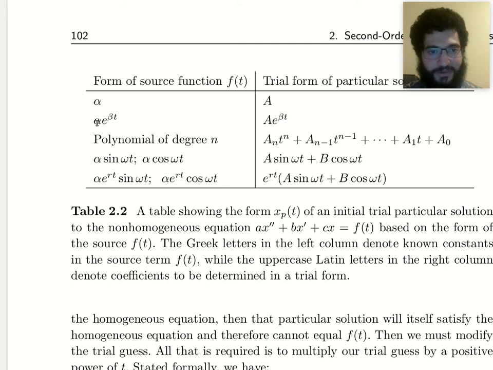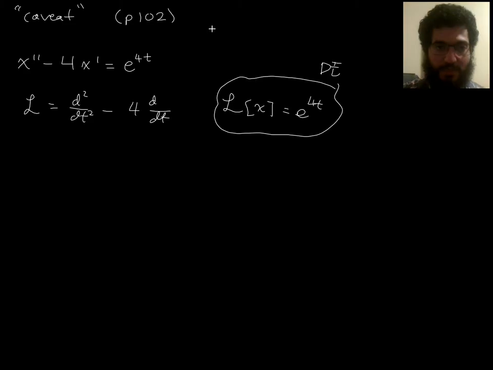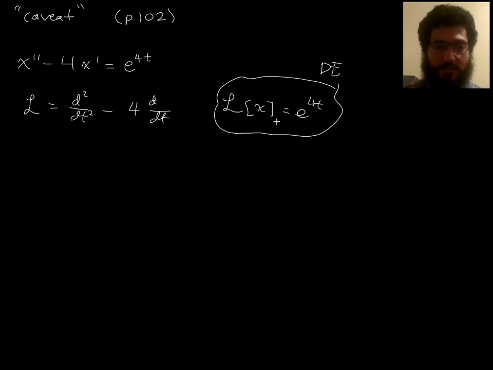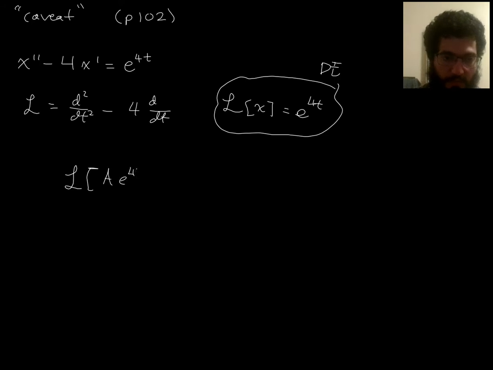Okay, so I go here and I look at my table. What's the form of my source function? My source function is e to the 4t, so it's like something 1 times e to the 4t, right? So my beta here is 4, my alpha is 1. So I'm going to guess unknown coefficient A times e to the 4t. Okay, so let's see what happens when I put in A e to the 4t.